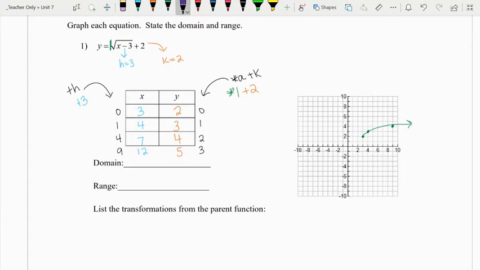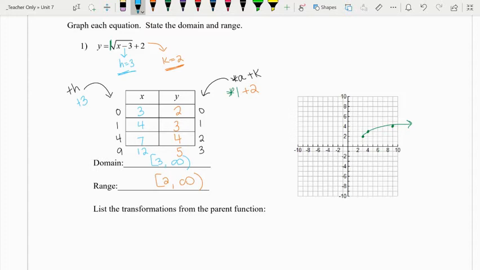So my domain, farthest left is your 3. Farthest right is infinity. And for your range, your farthest down is 2, and your farthest up is infinity. And again, that comes from your h and k. It's always going to be pretty much greater than or equal to or less than or equal to that number. You're involving those in both.